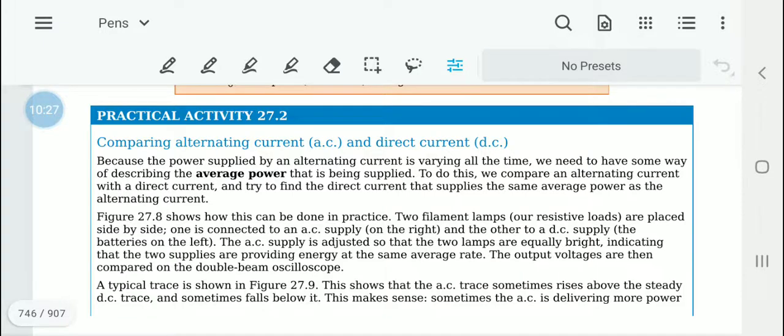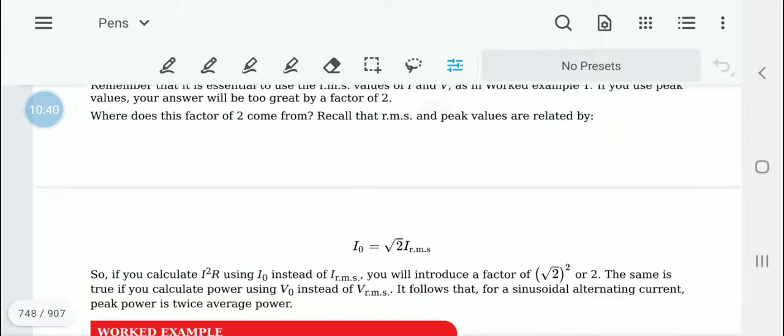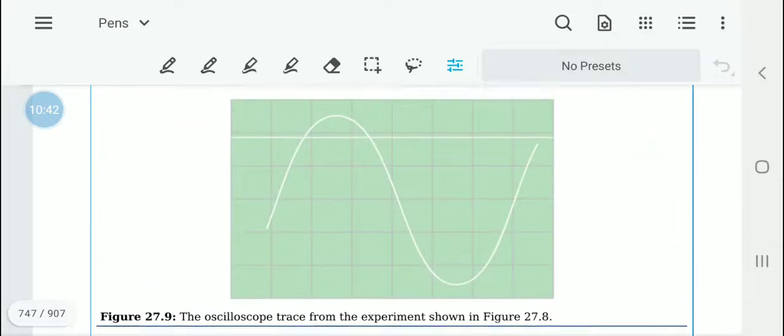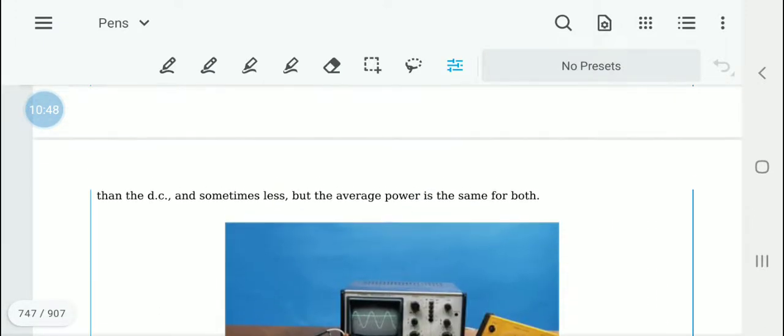Output voltages are then compared on a double beam oscilloscope, which would give us a reading as follows. And please draw this, then you would be able to understand what it means. Leave a line and write after drawing.